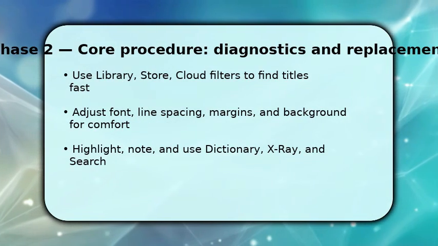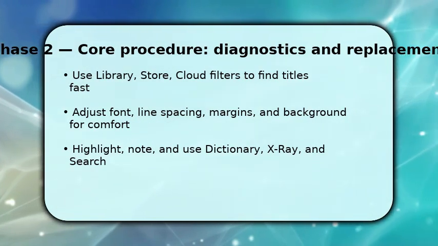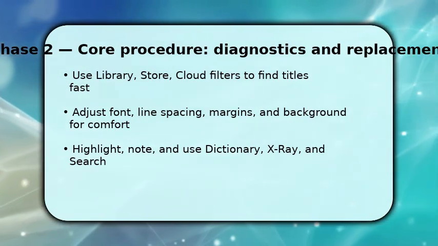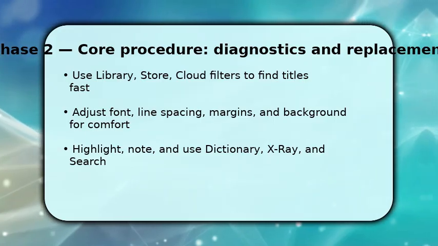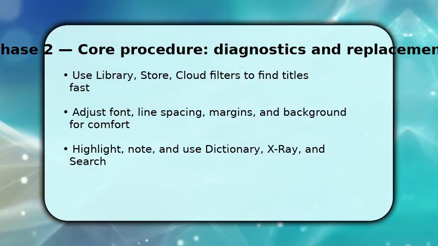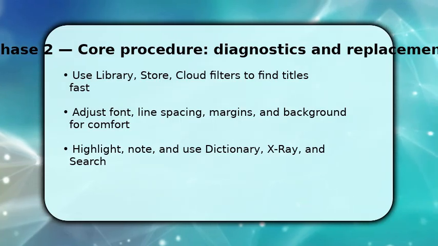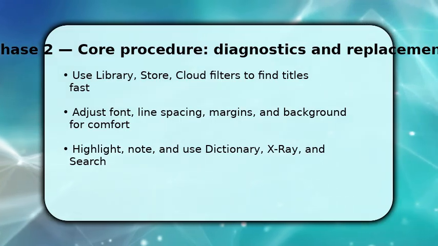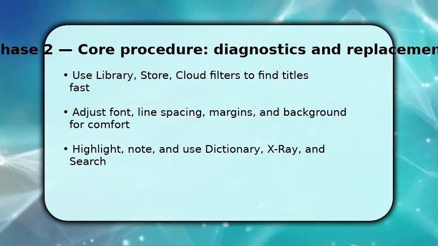Once a book is open, learn the controls. Tap the screen to reveal toolbar, then swipe or use the navigation arrows. You can adjust font size, line spacing, margins, and background color to reduce eye strain. These settings sync so you stay comfortable across devices.